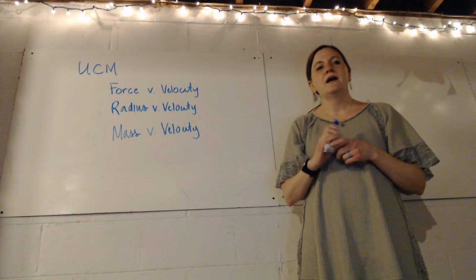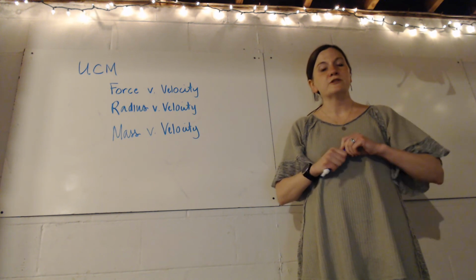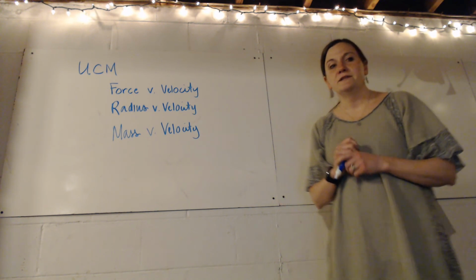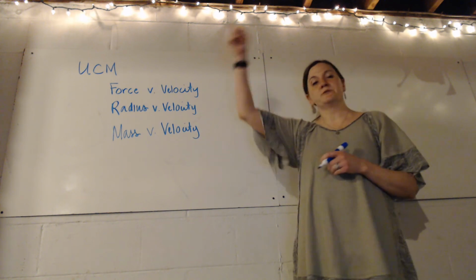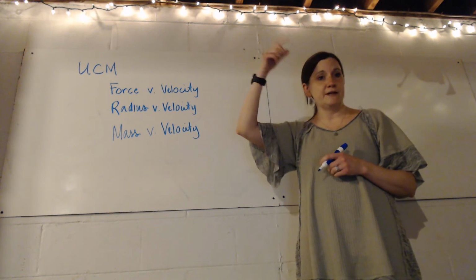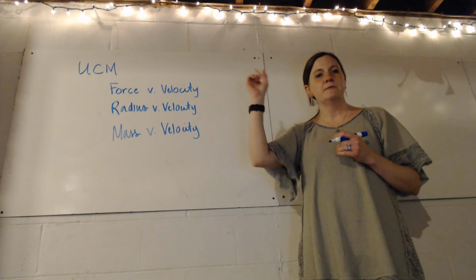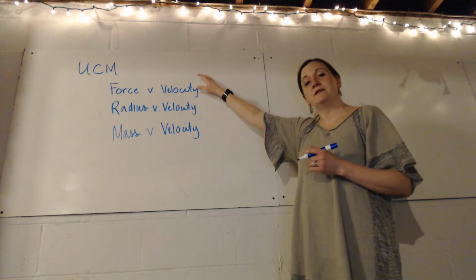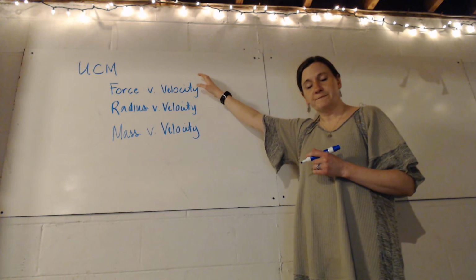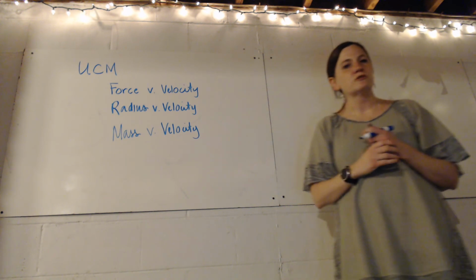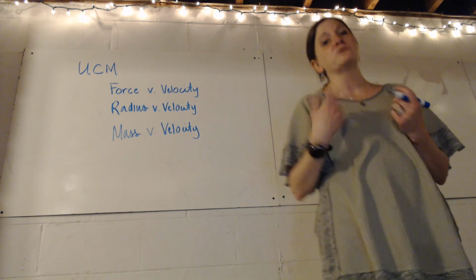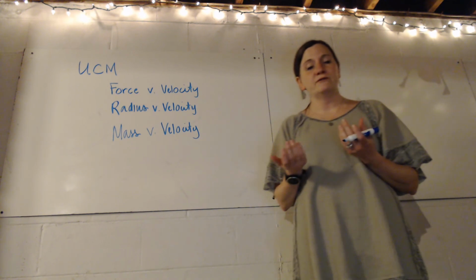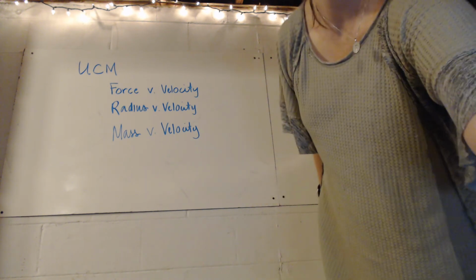In uniform circular motion, just as a reminder, as you were swinging around your head for each trial, you would have had a constant radius and a constant speed. And we said when something is in circular motion, it's still accelerating because its direction is changing all of the time.